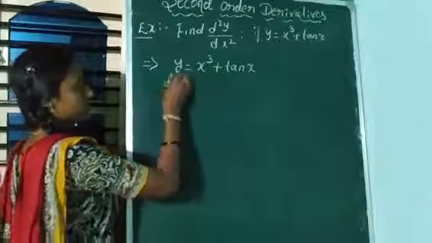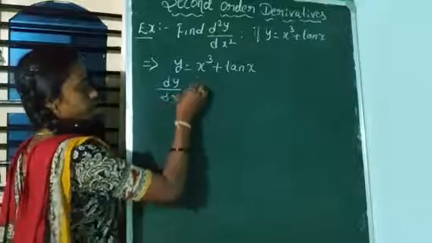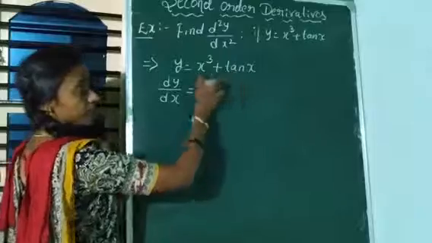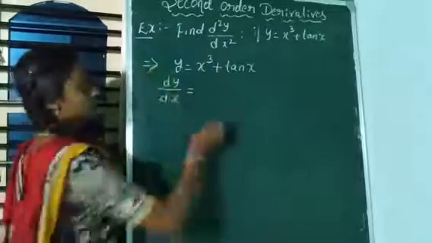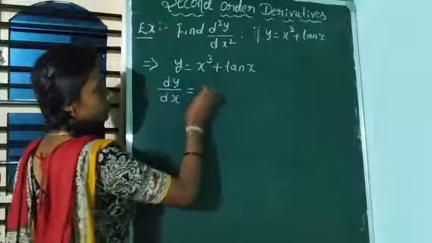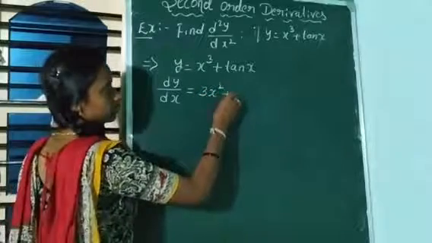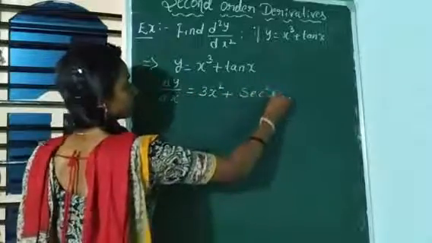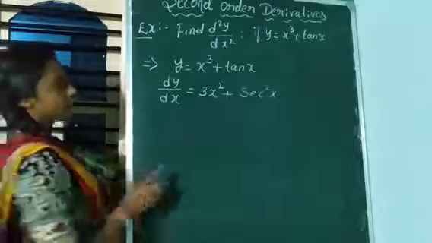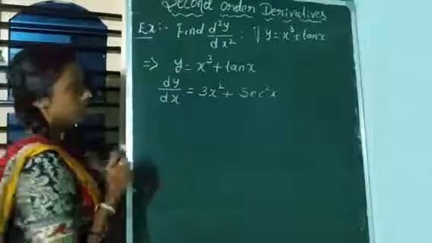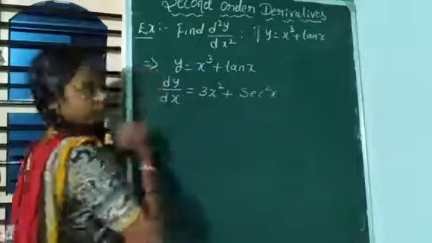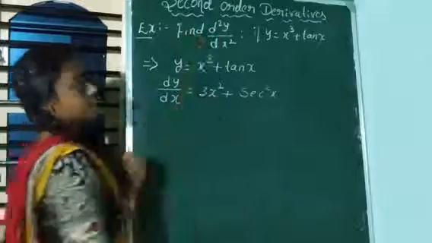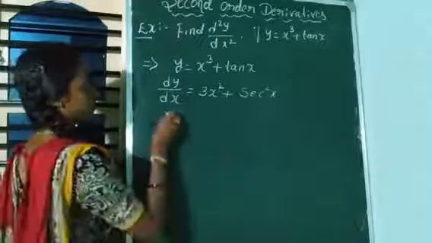It's nothing but dy by dx. Now these two terms are a sum of two functions, so you can differentiate both separately. The derivative of x cube is 3x square, plus the derivative of tan x, which is secant square x. This is the derivative of this function. Once we have this, we can differentiate it again, and that is what we need, that is d square y by dx square.